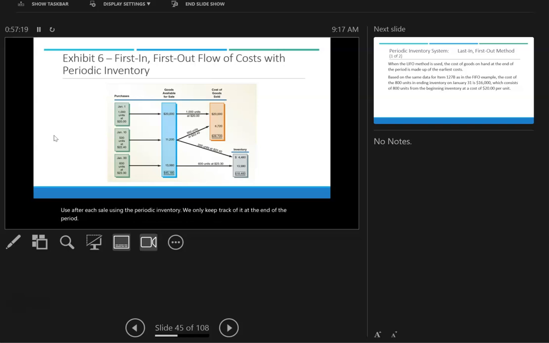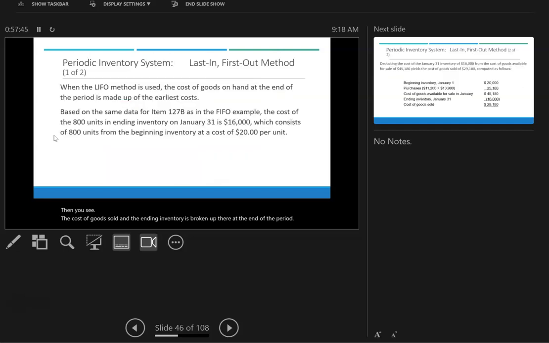When we're dealing with the periodic inventory, you see the purchases are showing up all along. Then you see the cost of goods sold and the ending inventory is broken up there at the end of the period. When the LIFO method is used, the cost of goods on hand at the end of the period is made up of the earliest costs.